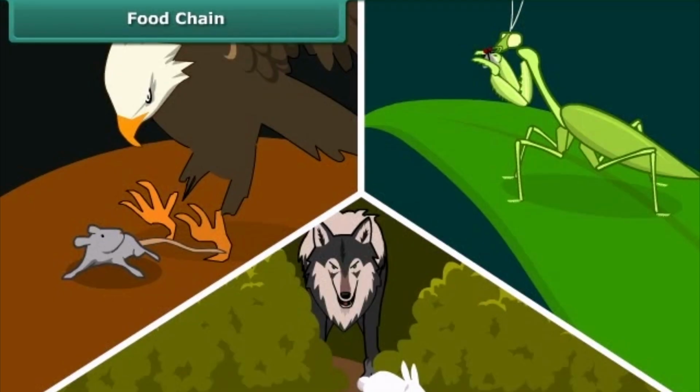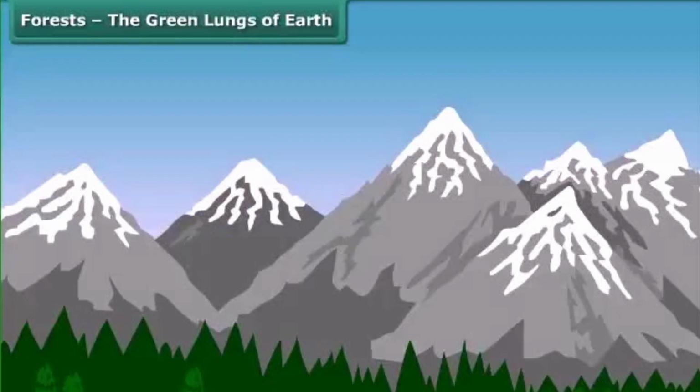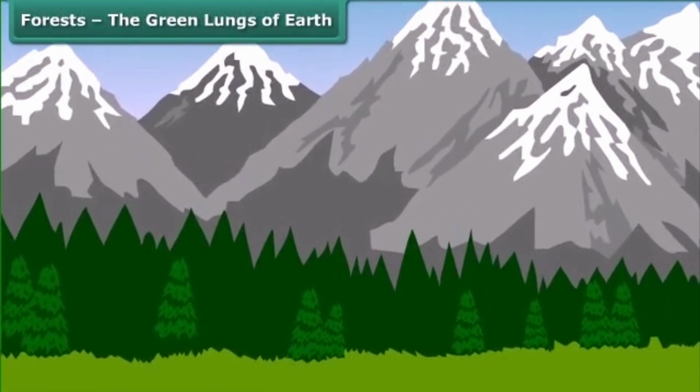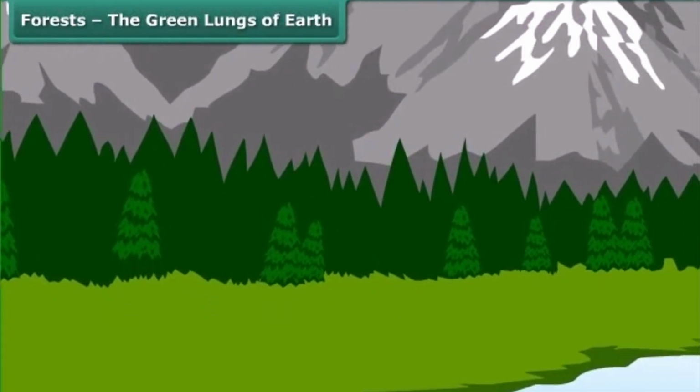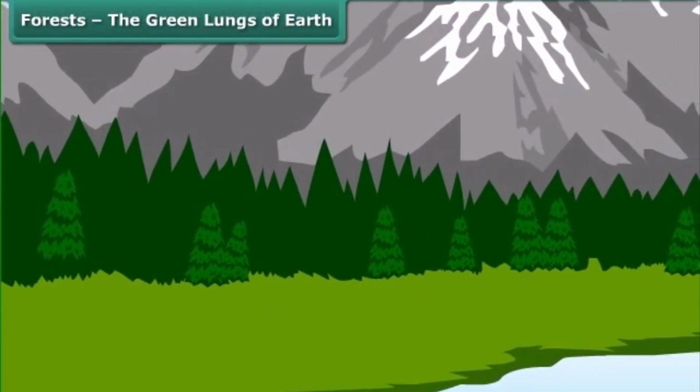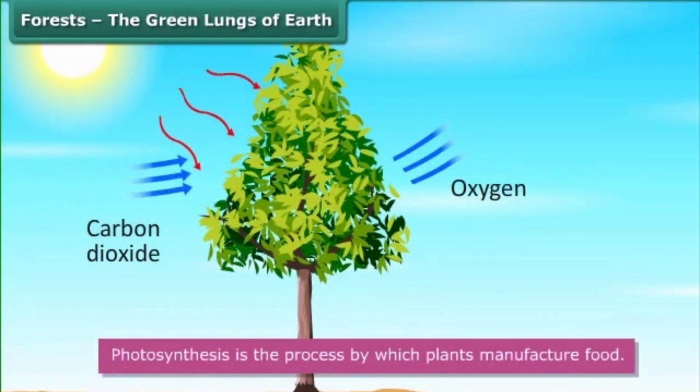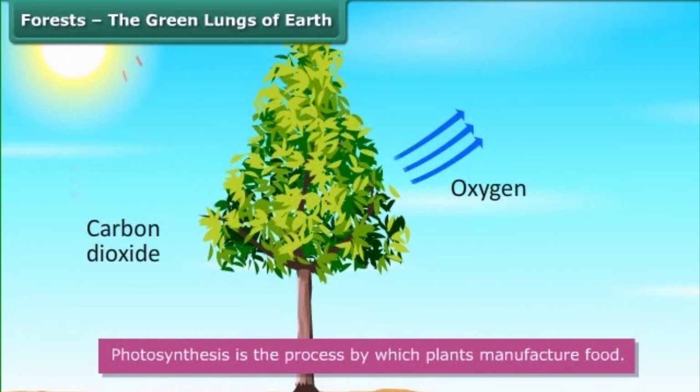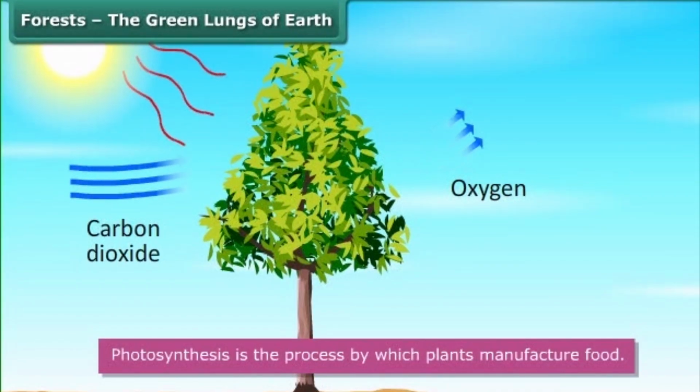Forests support many such food chains, which are interlinked to one another to form a food web. Hills have dense forests. Forests maintain the balance of oxygen and carbon dioxide in the atmosphere through photosynthesis. Photosynthesis is the process by which plants manufacture food. In this process, plant leaves use the light from the sun to synthesize food from carbon dioxide and water.